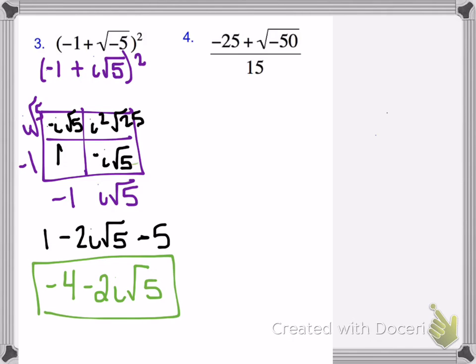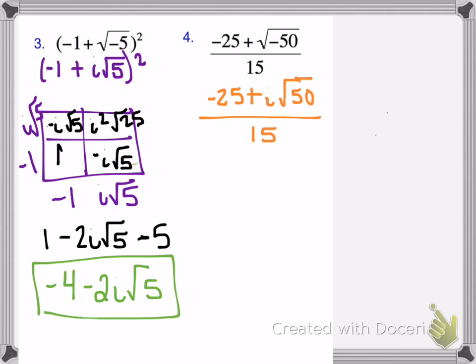Now take a look at this next example. Looks pretty complex, but really it's not that difficult. If you take a look at it, the first thing we're going to do is turn that radical to be i times the square root of 50. We don't really like working with those negative radicals over 15.